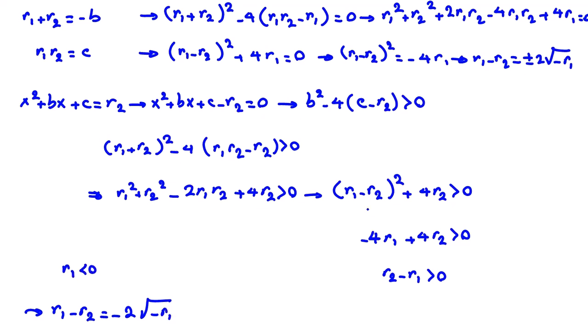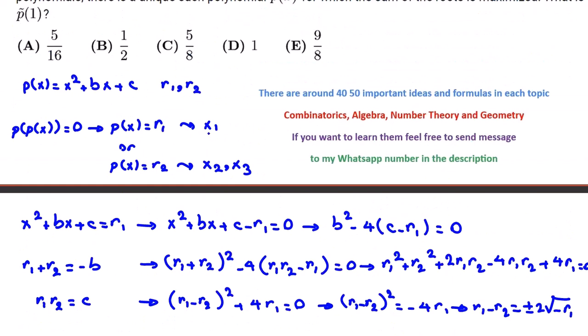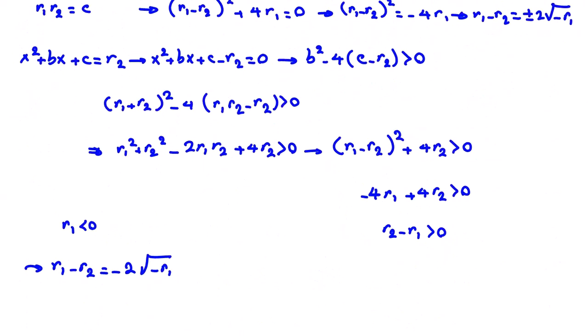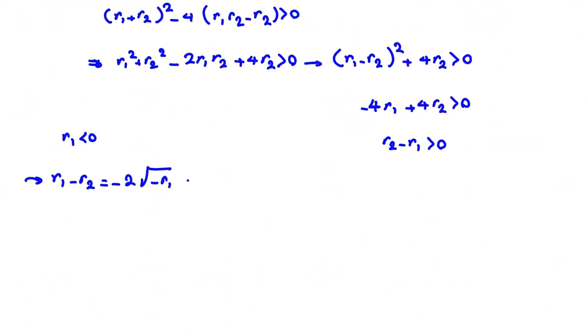r1 cannot be 0, because if r1 equals 0, then r1 equals r2, and then we don't have 3 roots for P of x, because then we would have 1 root and 2 different roots. So r1 is negative and this holds. So we can find r2 in terms of r1. If we switch left and right sides, r2 is r1 plus 2 times the root of negative r1. Now we found r2 in terms of r1.